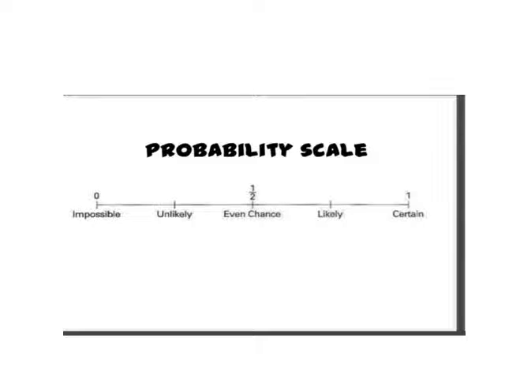Children, you can see that a probability scale is divided between 0 and 1. The chances are impossible, which is at 0, unlikely, even chance, which is half chance, likely, and certain, which is at 1. Now let me take these chances one by one, and let me explain to you these chances by taking some examples.